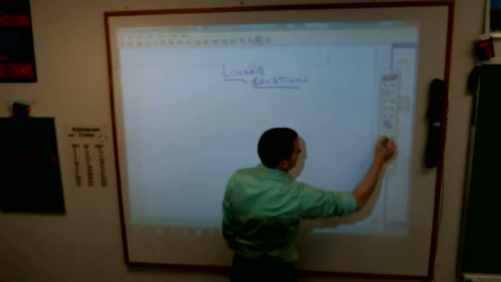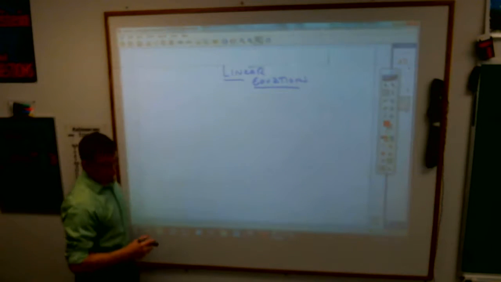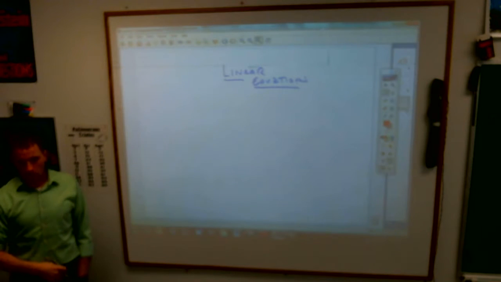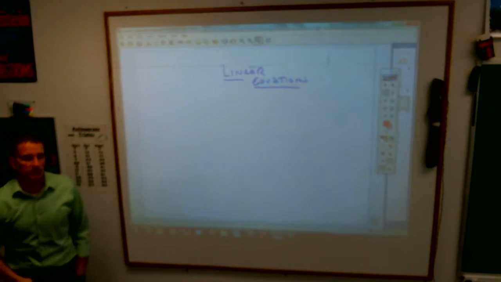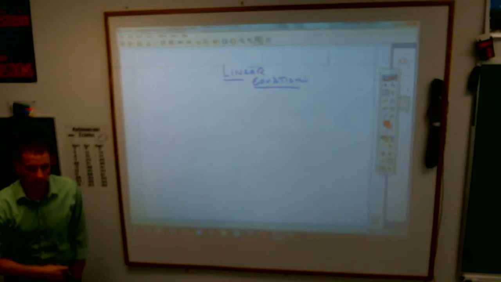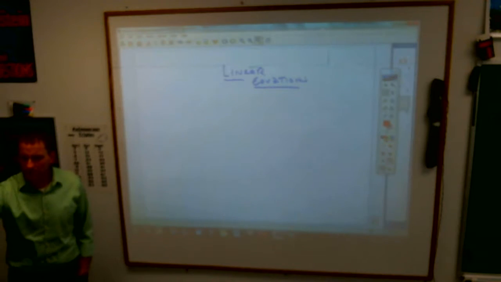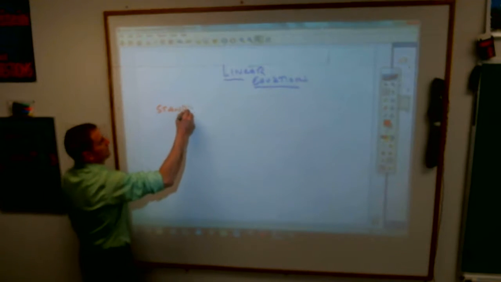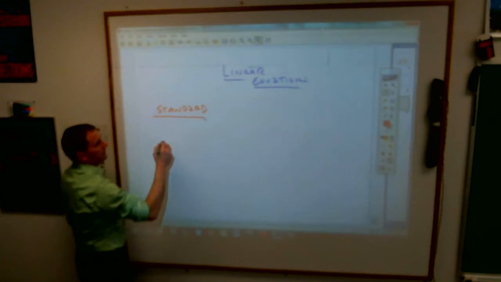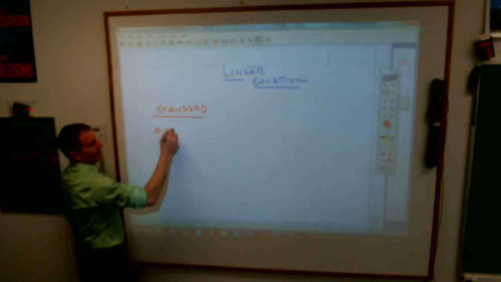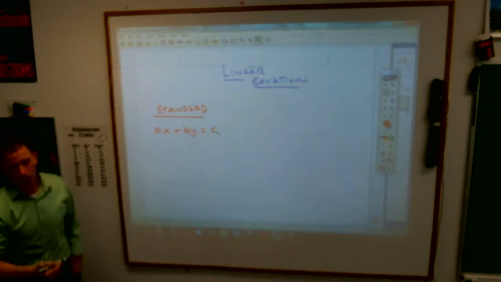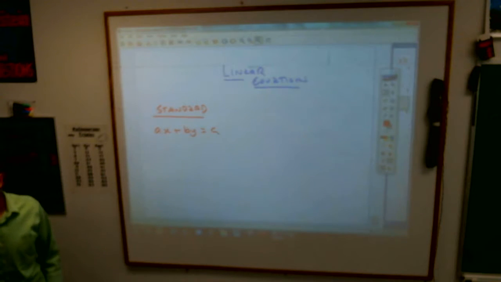Your life is about to be altered forever. We have right now two different types of linear equations, two different forms we write them in. Can somebody tell me one? Standard form. And what does standard form look like? That is where you have ax plus by equals c. Remember when you solve standard form by finding x, y intercepts?